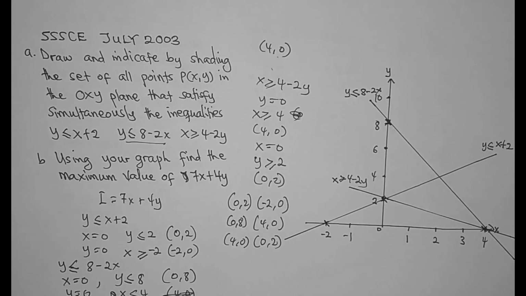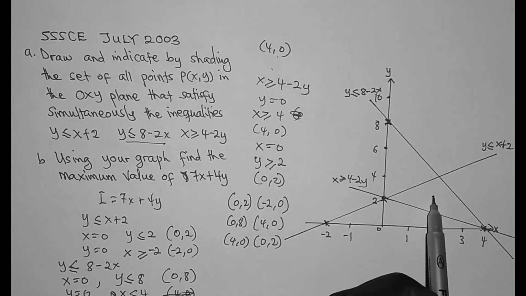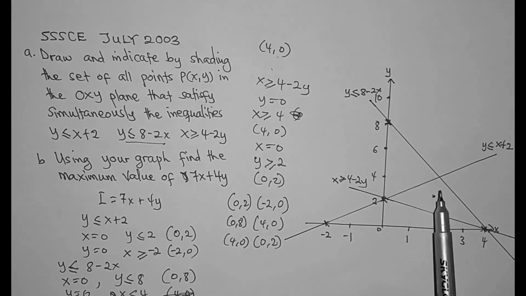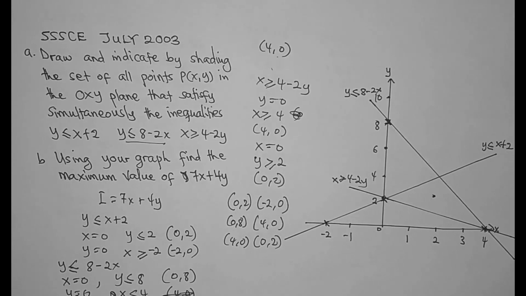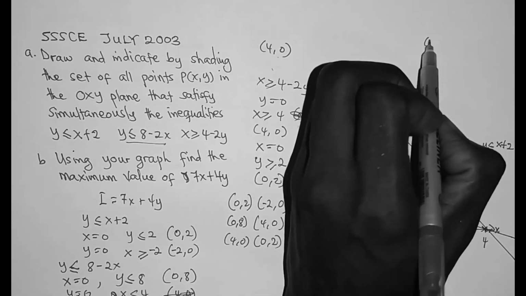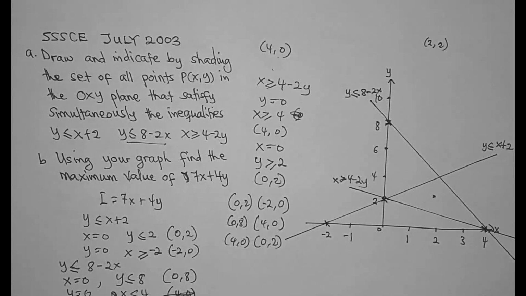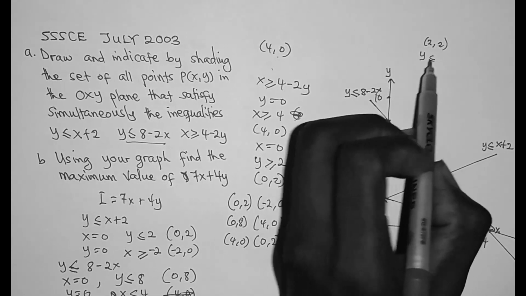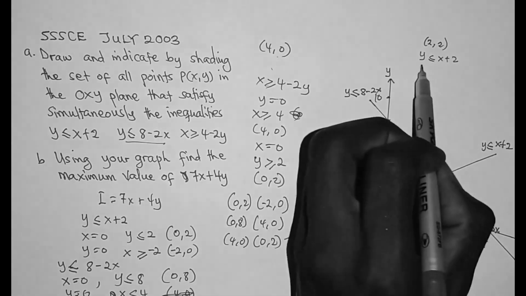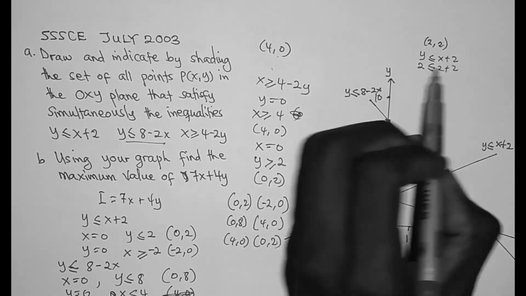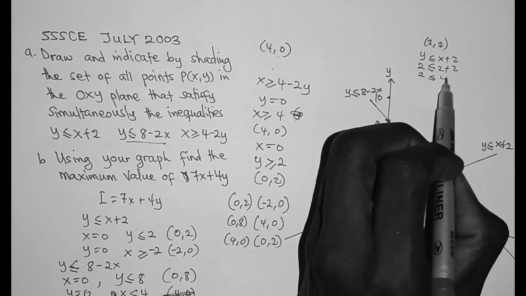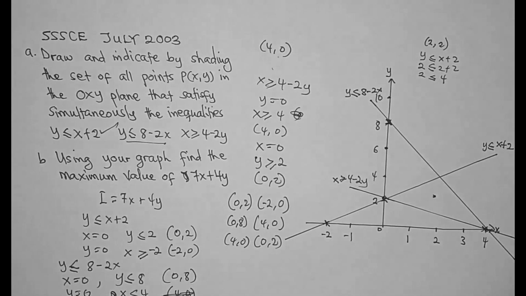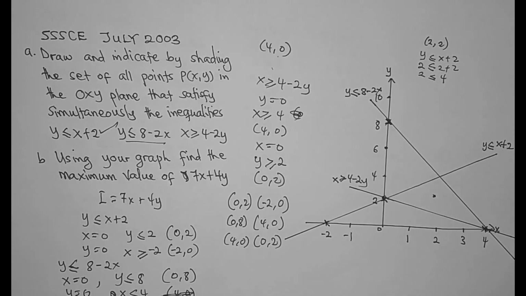Now, having sketched the graph, let's go ahead and find the required region. So let's take a point here. See that if we take this point 2, 2 in this region, let's test 2, 2. So we have y is less than or equal to x plus 2. So 2 is less than or equal to 2 plus 2. So 2 is less than or equal to 4. That is true. So the point satisfies this constraint.